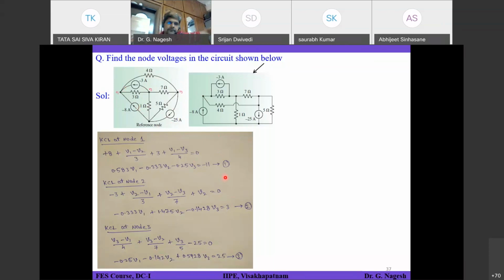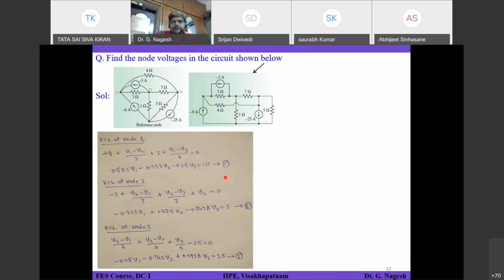Sir, how to write the sign conventions for that minus 25 ampere current? You said that plus 8 and plus 3 in node 1, minus 3 in node 2. Sir, I'm not clear about that, sir.